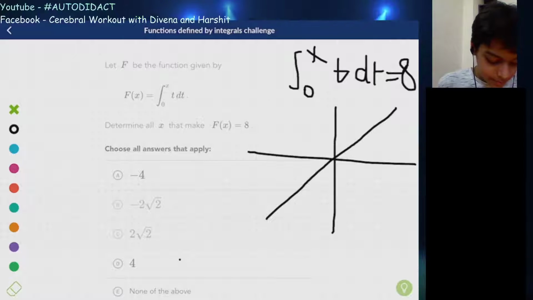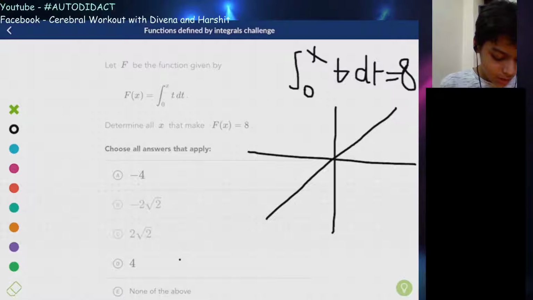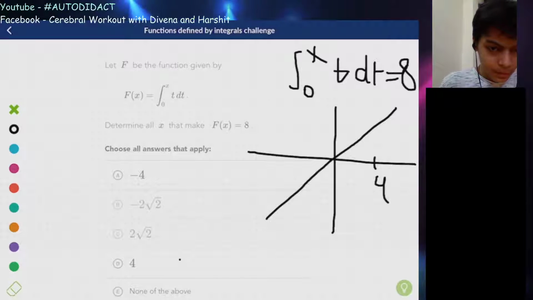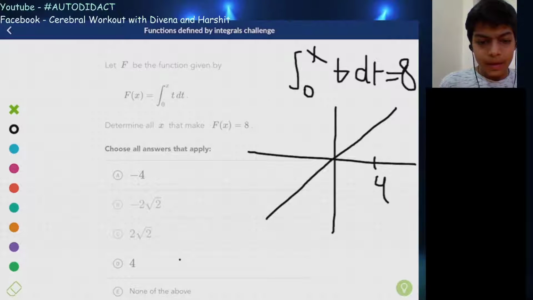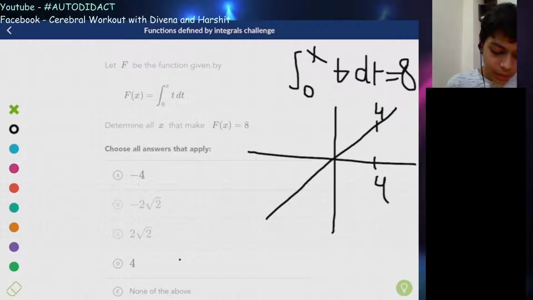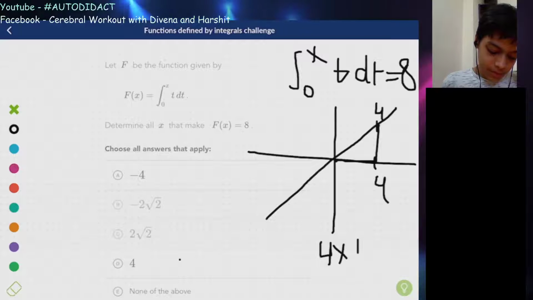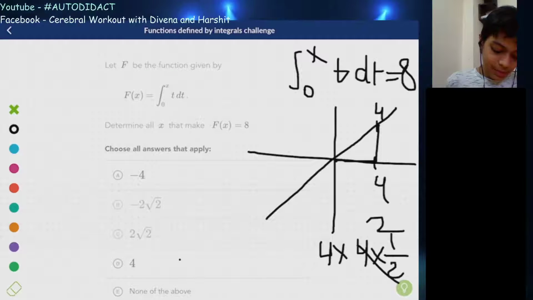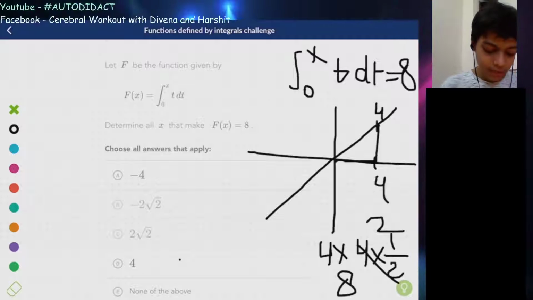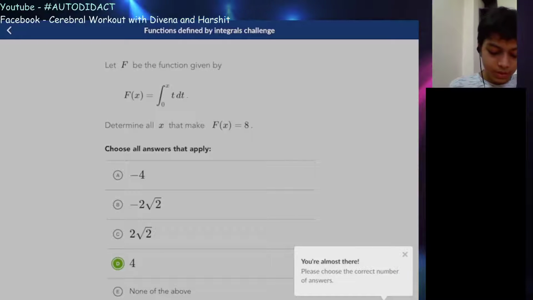And if we find this, determine all x that make F of x equal to 8. Using this graph, let's say we take x at 4. At 4, what is the value of that? It is just equal to 4. So we want to find the area of this triangle. The triangle's height is 4 and base is 4, times 1/2, so it will be 4 times 2, which is equal to 8. And if we try at -4, its area will be the reverse, or -8. Only one answer. Almost there. Please choose the correct number of answers.